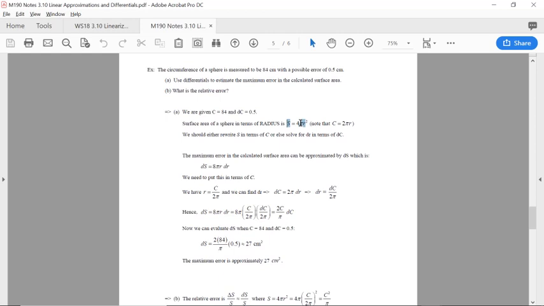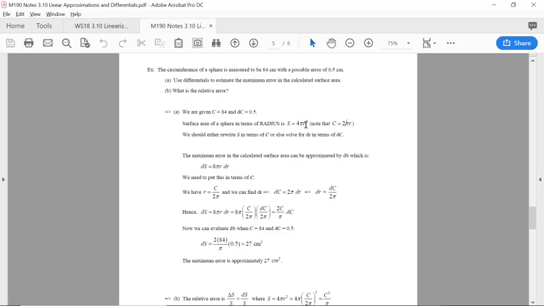This is a formula that I know for surface area of a sphere: S is equal to 4 pi r squared. So we can get surface area as a function of radius. But we have a measurement of circumference. So what should we do? Well, circumference can also be written as a function of radius. So one thing we could do is solve this equation for r. r is equal to C over 2 pi. And then plug that into our surface area function, and we would get surface area in terms of circumference.